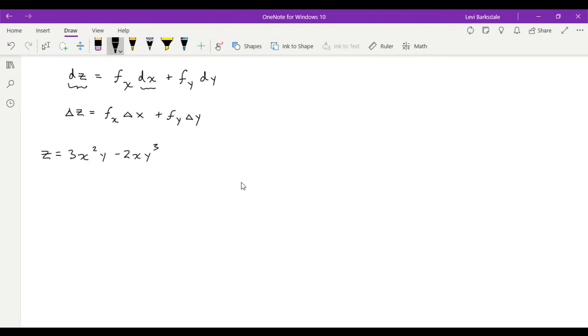And first off, let's just really quickly find the total differential. The total differential, remember, is the derivative with respect to x, which would be 6xy minus 2y cubed times dx, plus the partial derivative with respect to y, which is 3x squared minus 6xy squared, times dy. That finishes off our total differential. Here, I'll just make a note of that.